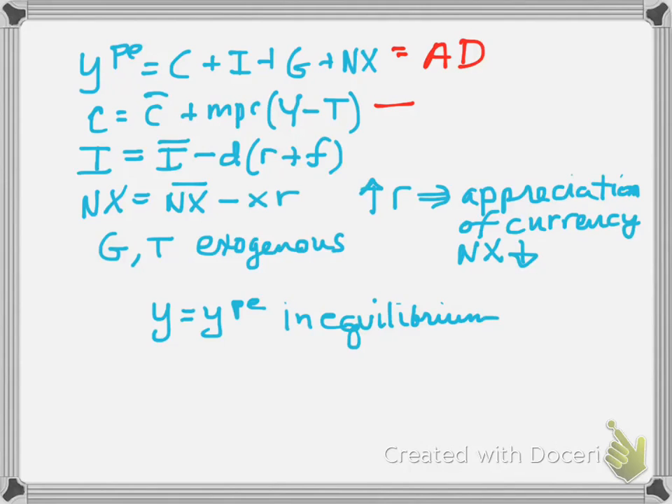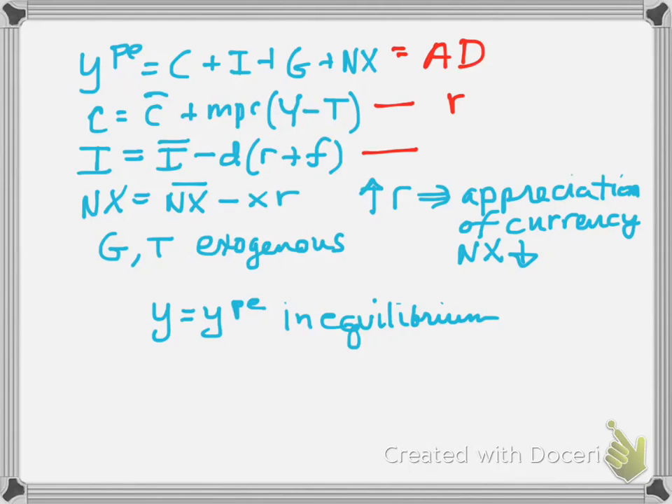Consumption is given by a consumption function. C bar is autonomous consumption, MPC is the marginal propensity to consume, and you consume out of disposable income, which is GDP minus taxes. We could also have consumption depend negatively on the interest rate, R, so if we wanted a more complex consumption function, we could put that in there.